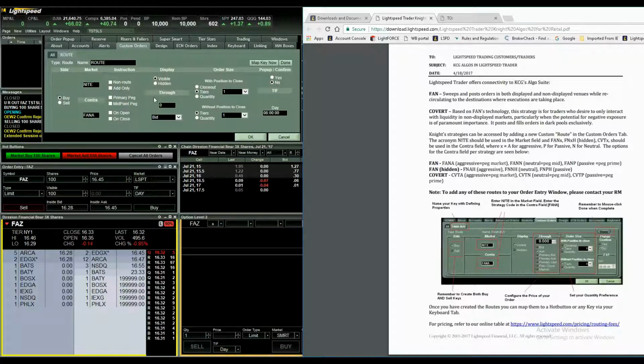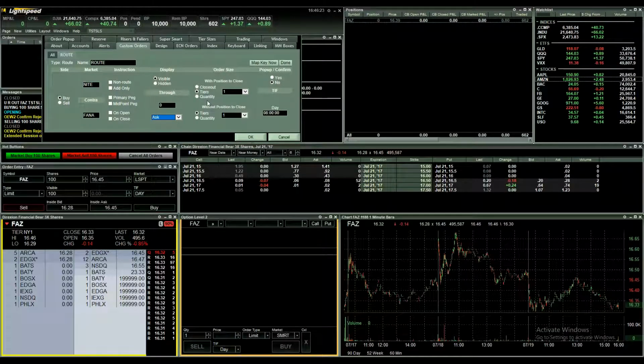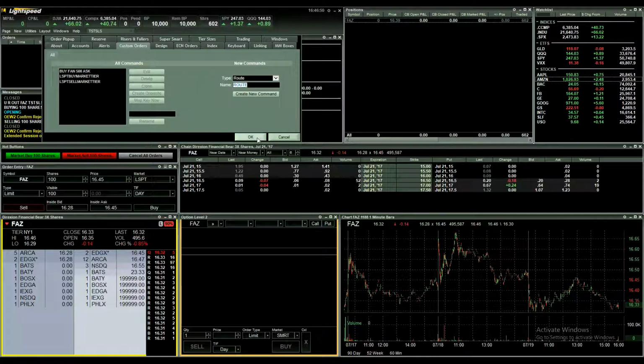and I'm buying, and since I'm aggressive, I'm going to buy at the ask, and I could do either a closeout for a short order or just a certain quantity. So we can just make this a 500 share order either way. I can just name this here, buy fan 500 ask, and I can map this key as a hot key or hot button. Done. Okay.